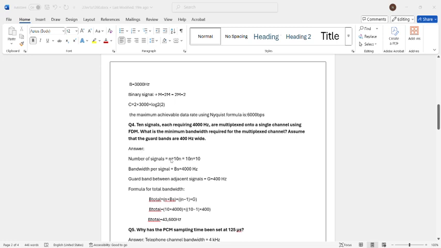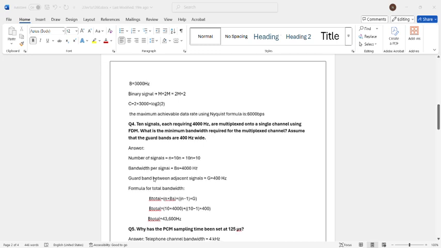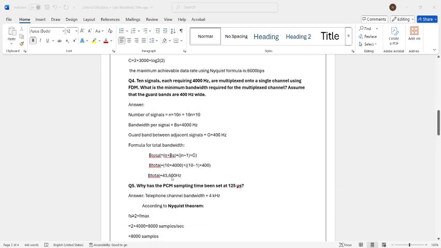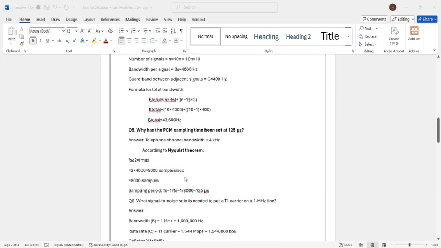Number of signals, that is N, is equal to 10. Bandwidth per signal, that is BS, is equal to 4000 Hz. Guard band between adjacent signals, that is G, is equal to 4000 Hz. Formula for total bandwidth is equal to N BS plus N minus 1 into G. Then the answer will be 43,600 Hz. Let's move to question 5.